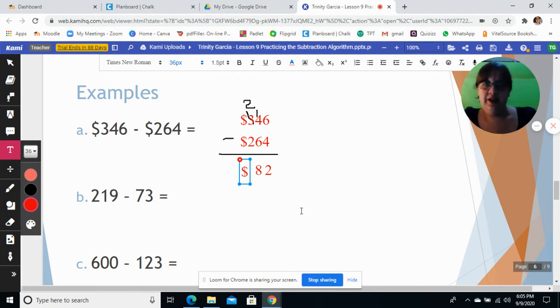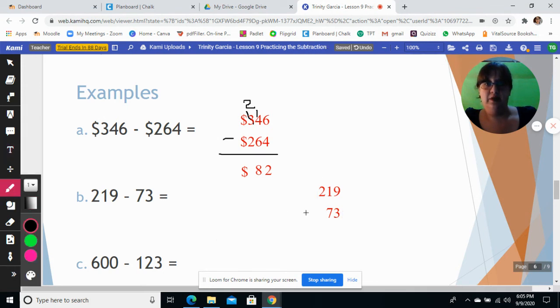While you're trying to work it out for yourself, I'm going to try to do it neatly for you over here for this one more. So if you need to, you can follow along. 219, this time it does not have a dollar sign, so you don't need to put a dollar sign. 219, and then we're going to put a space because there's nothing there, so we don't want to put a number there, and we're going to put 73. Then we're going to add our little minus sign so we know that we're doing subtraction and not addition, and we're going to draw a nice line underneath.